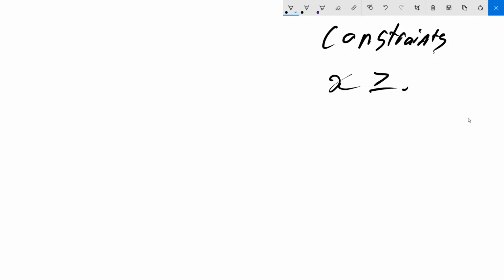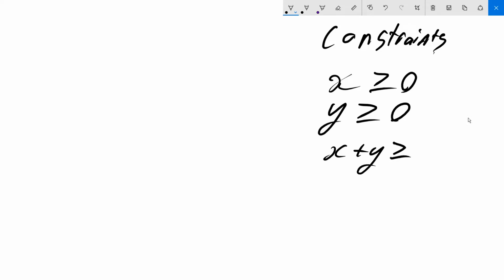Hello, and today we're going to be talking about linear programming, but this time we're going to minimize the objective function. So, again we have our constraints, and x is greater than or equal to 0, and y is greater than or equal to 0, and let's just say x plus y is going to be greater than or equal to 10.